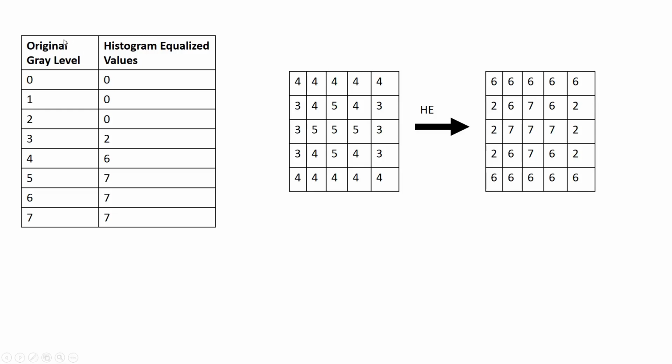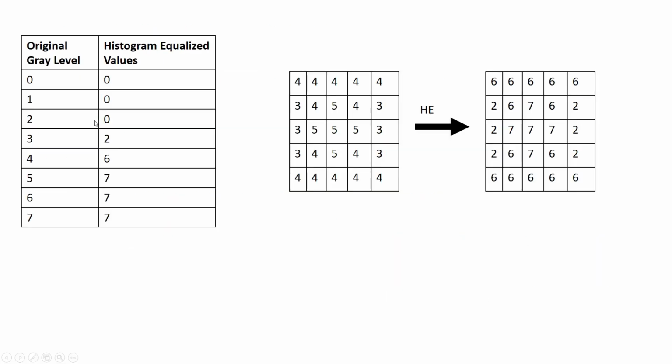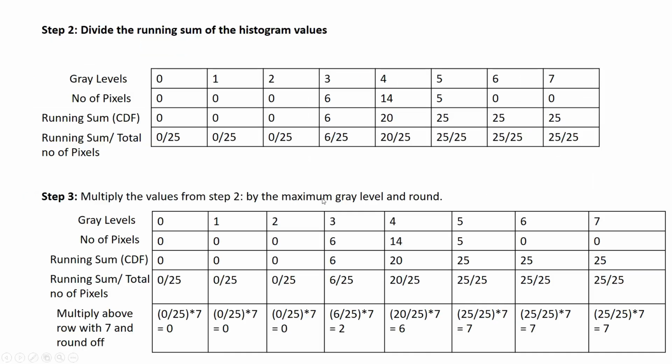Now this one is the original gray level that is in the input image. So 0 is 0, 1, 2, 3, 4, 5, 6, 7. Now after histogram equalization, 0 comes out to be 0 times. 1 is also 0, number of occurrences of 2 is 0, number of occurrences of 3 is 2.